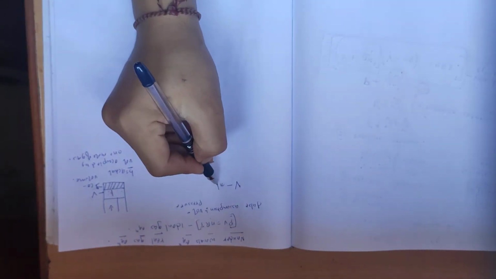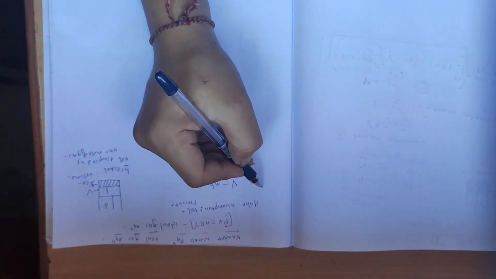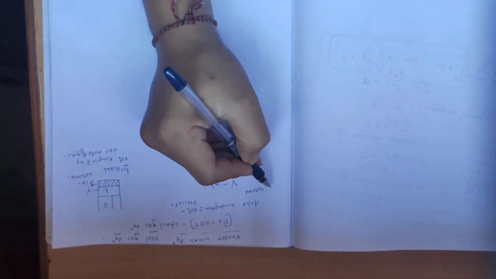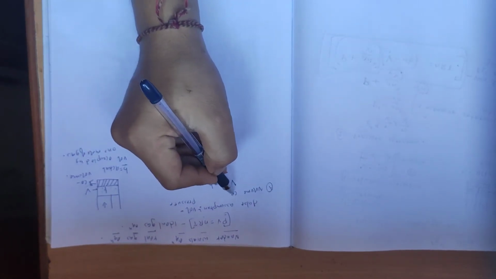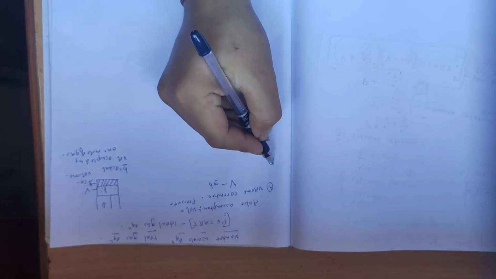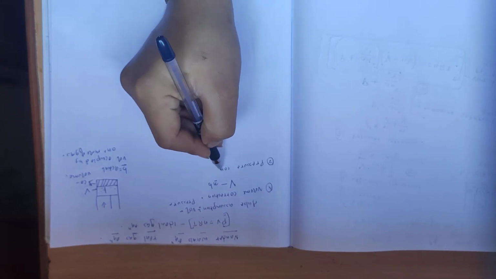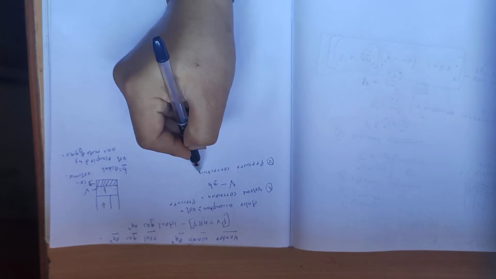Therefore nb, where n is the number of moles. This is the volume correction. Now the second one is the pressure correction.